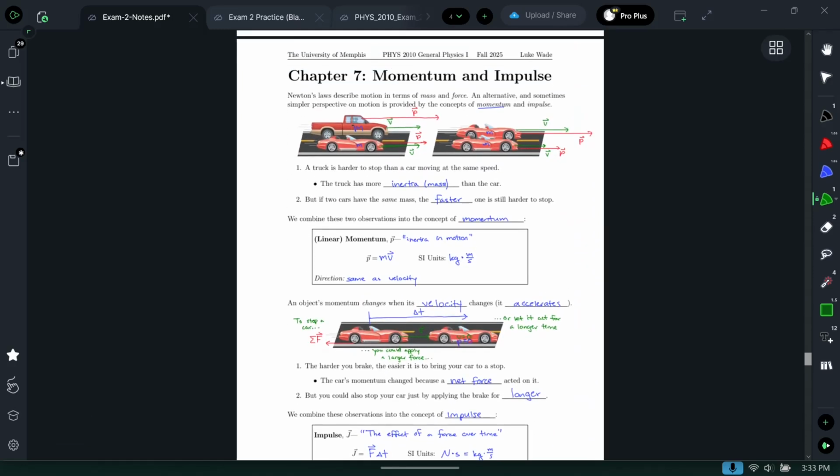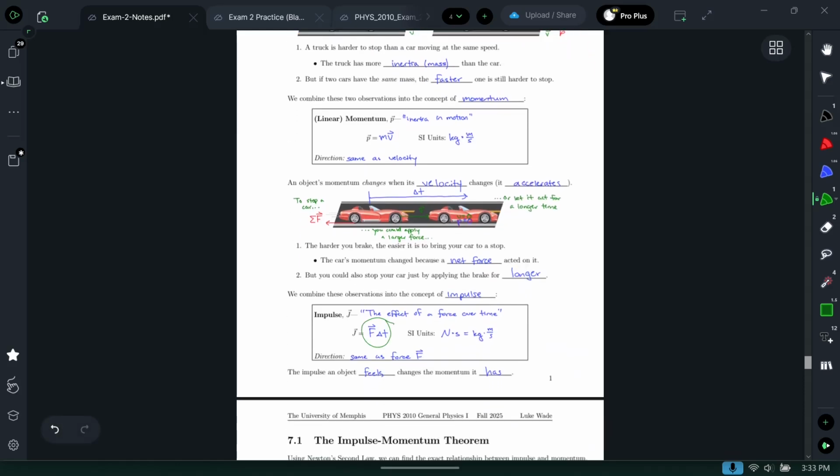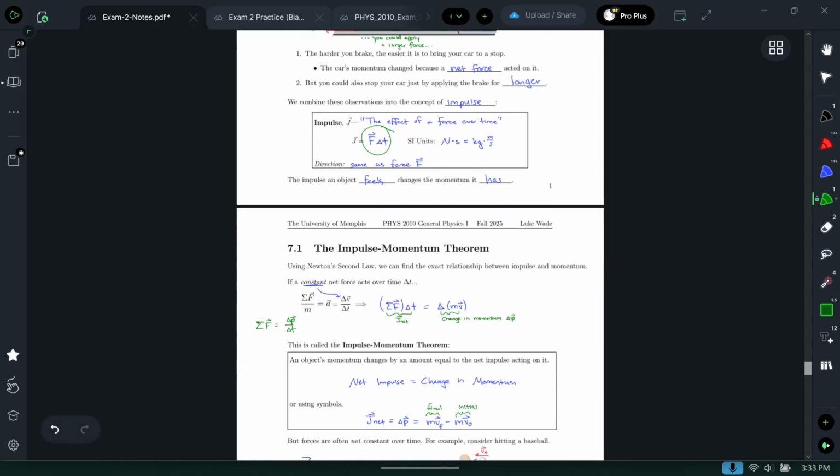All right, momentum and impulse. So this is just a different way of looking at motion. Instead of forces and mass, you look at these new quantities, momentum and impulse. They are related to force and mass, though. Impulse is a force over time. Momentum is a mass with velocity. Impulse is what changes the momentum of something.